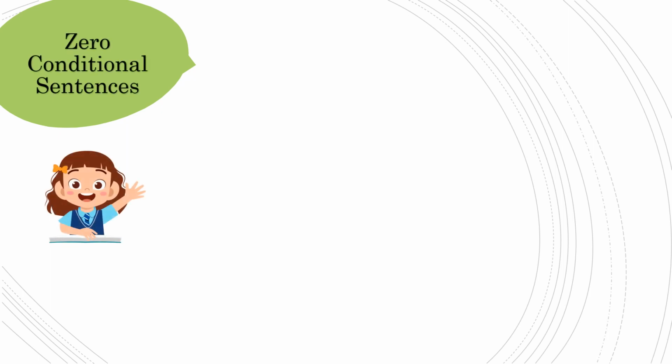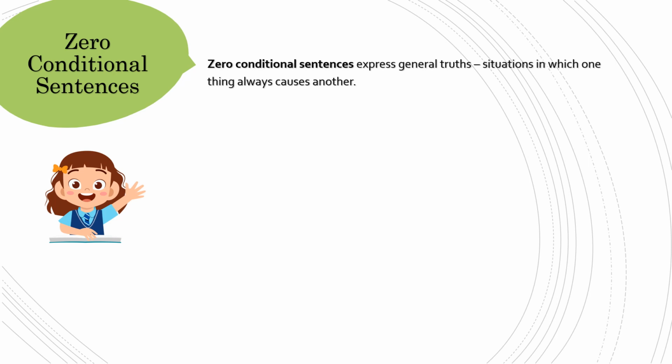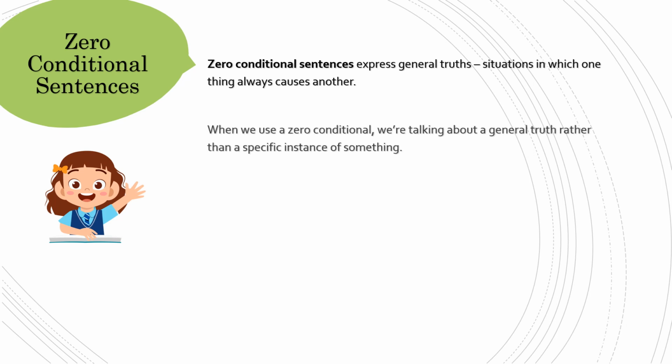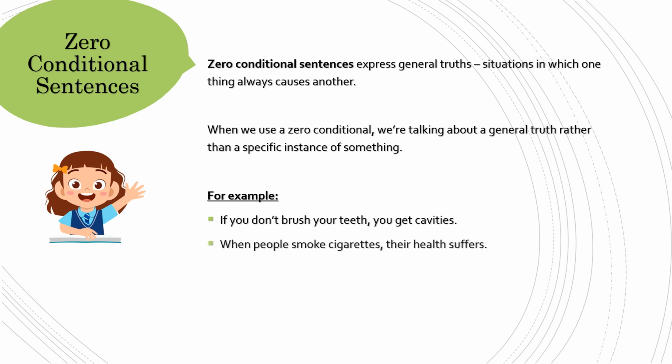Zero conditional sentences. Zero conditional sentences express general truths, situations in which one thing always causes another. When we use a zero conditional, we're talking about a general truth, rather than a specific instance of something. For example, if you don't brush your teeth, you get cavities. When people smoke cigarettes, their health suffers.